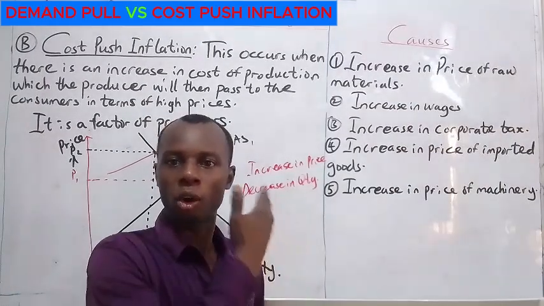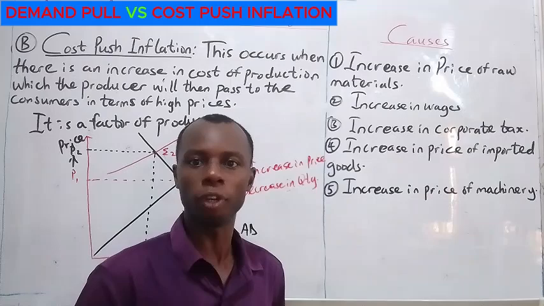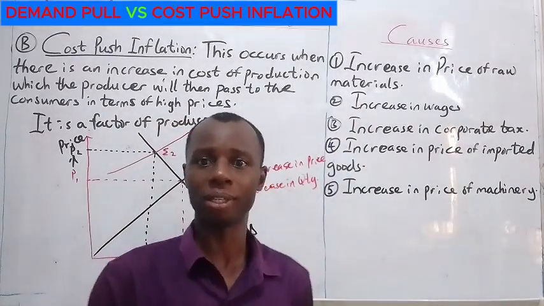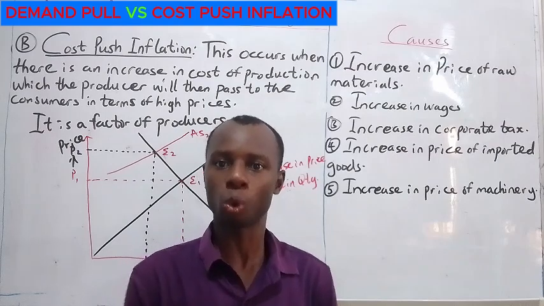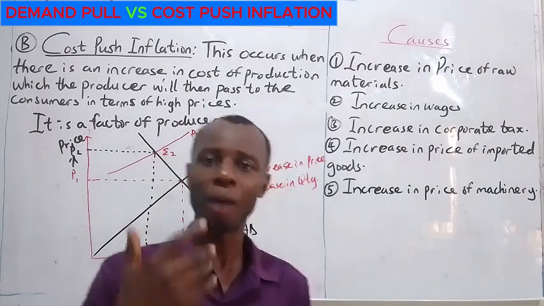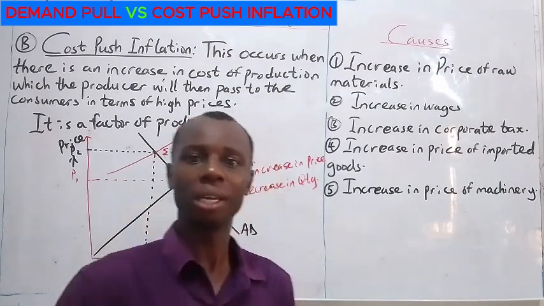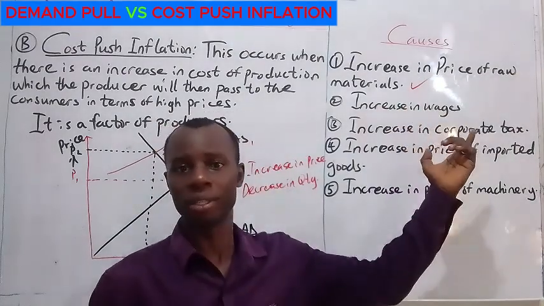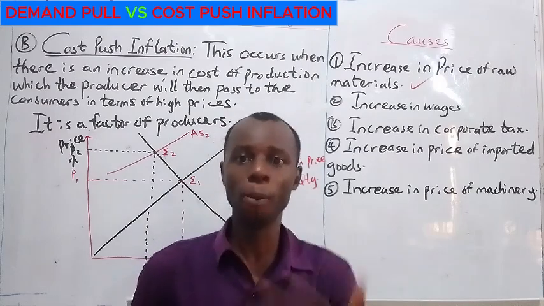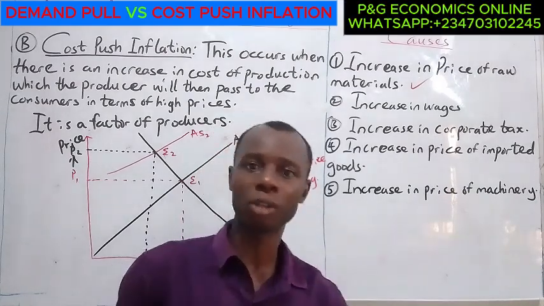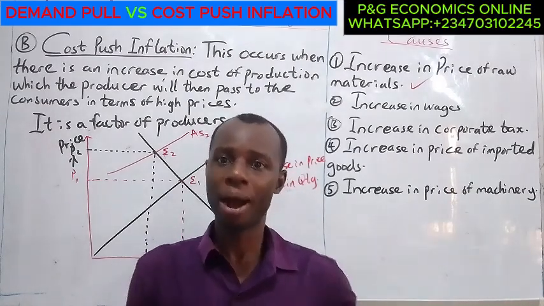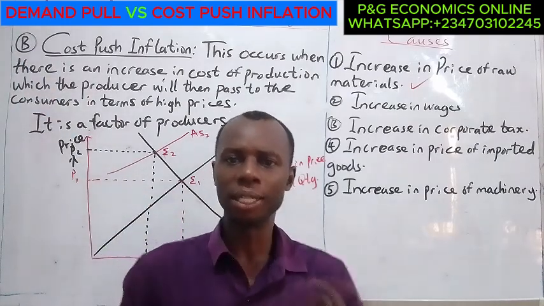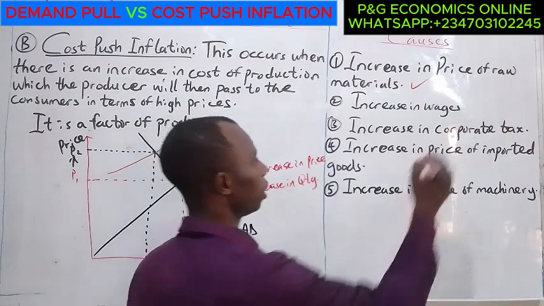Now, on the board are the causes of cost push inflation. Number one is increase in price of raw materials. Remember, producers are the ones using raw materials to produce goods and services. So if they are buying these at a high price, they will have no other option than to increase the unit price of their commodity. Next one is increase in wages, that is, salary being paid to the workers or laborers. Before they used to pay $1,500 per hour, but now they are paying $1,800 per hour. Then this has increased. This could also trigger cost push inflation.